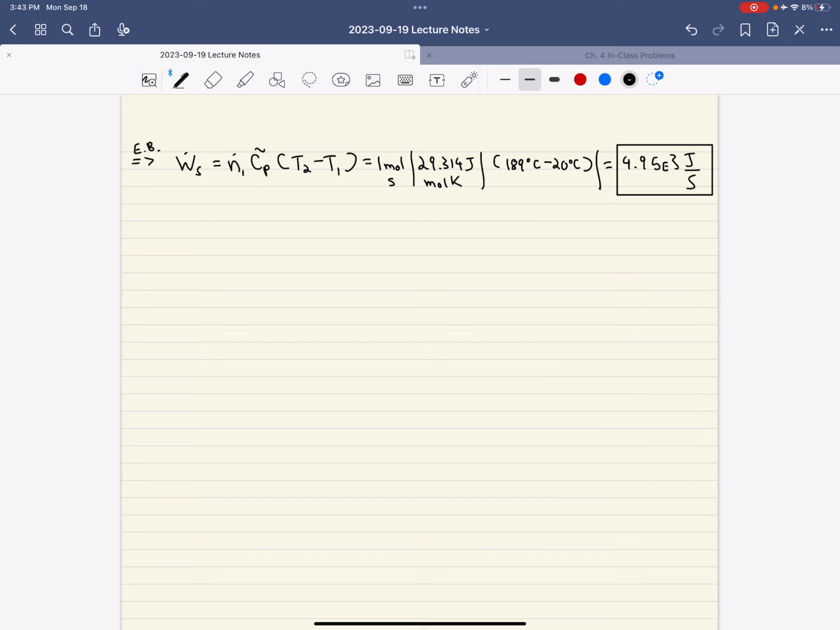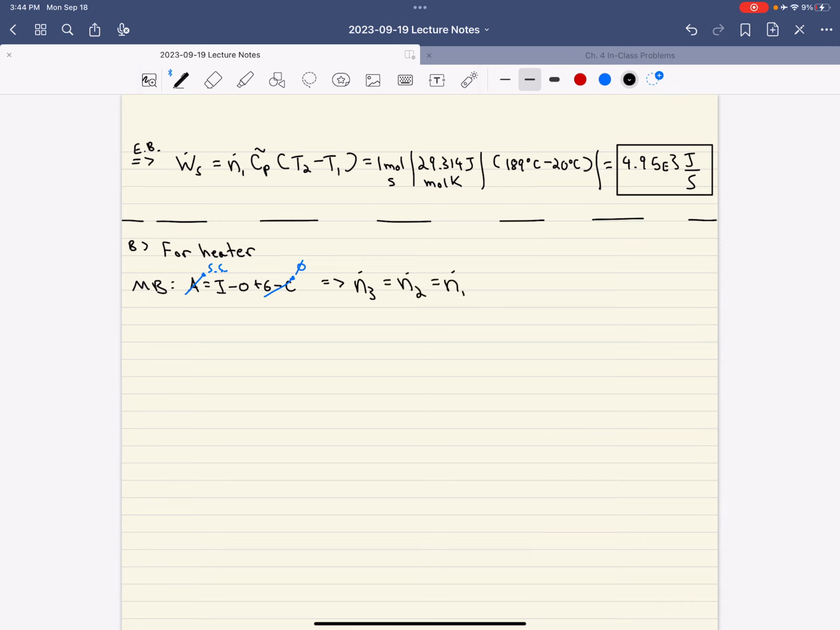All right, so for part A, we wanted to figure out the temperature and shaft work associated with the compressor. For part B, now we just need to figure out the heat that's associated with the heater. And so at this point, we just need to do balances around the heater. For the heater, the material balance is basically the same, such that the molar flow rate coming out of the heater is the same as the other molar flow rates.